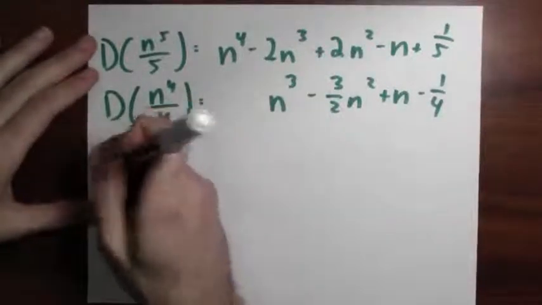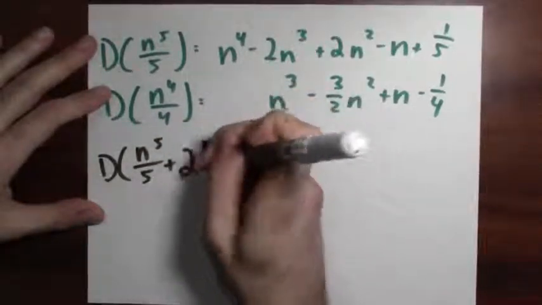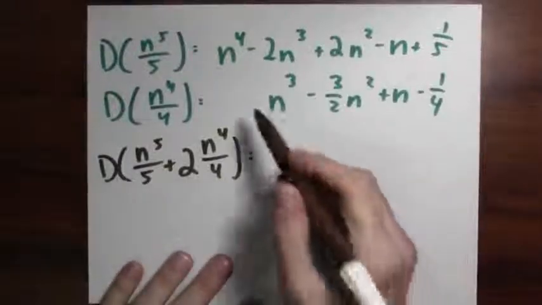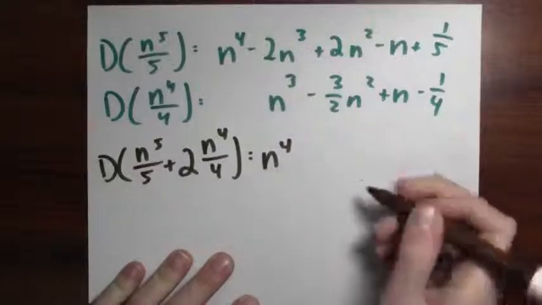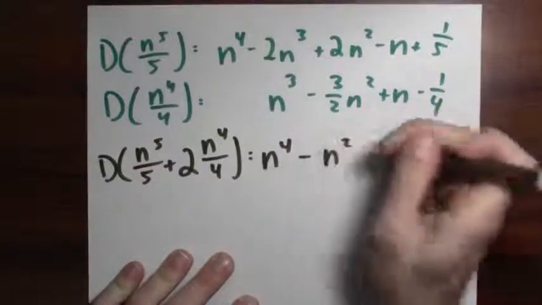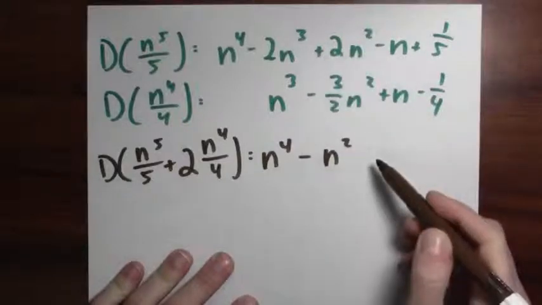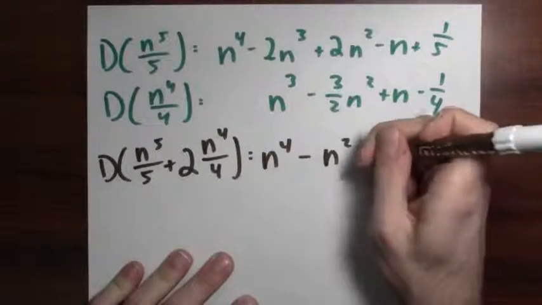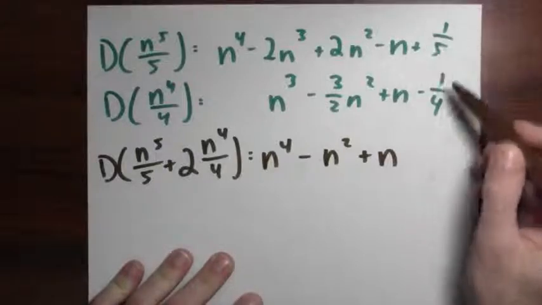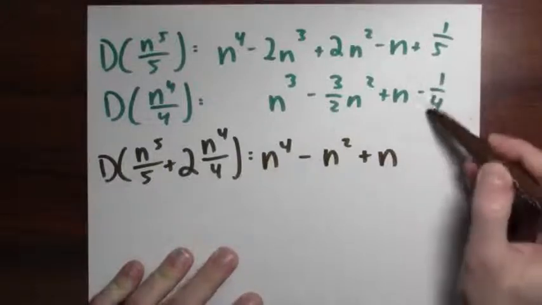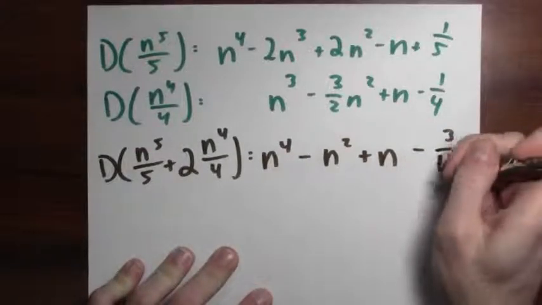So what would I get in that case? It would be looking at the differences of n to the 5th over 5 plus 2 copies of n to the 4th over 4, and that would give me an n to the 4th. The n cubed term would go away. I'd get a minus n squared, because I've got a 2n squared minus 2 copies of 3/2 n squared. And then I get a plus n, because I've got minus n plus 2 copies of n. And then a 5th minus 2 copies of 4th will give me minus 3/10.